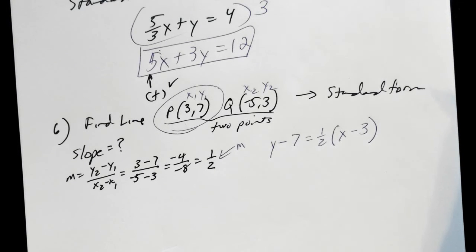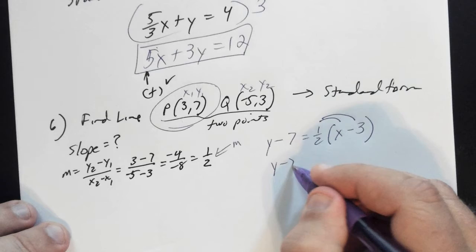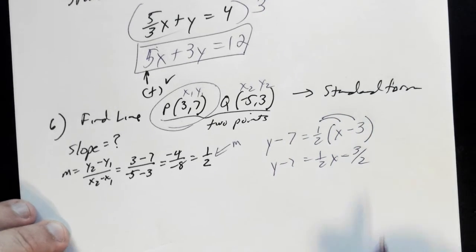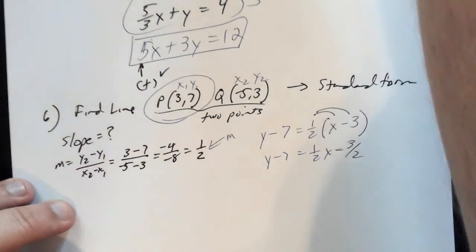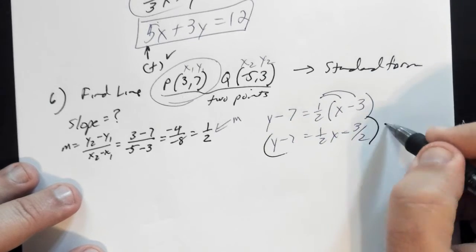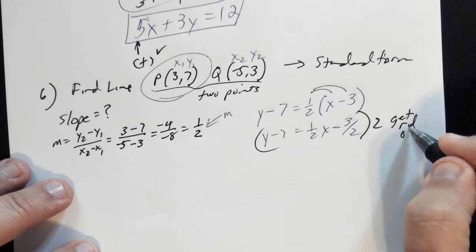Alright, so now what we're going to have to do is distribute because they want it in standard form. So we're going to distribute. We're going to get 1/2 x minus 3/2. Now, most of y'all don't want to work with the fractions. You've got a calculator to deal with the fractions, and that's not a huge issue. But if you don't want to work with the fractions, let's multiply everything by 2 to get rid of fractions.